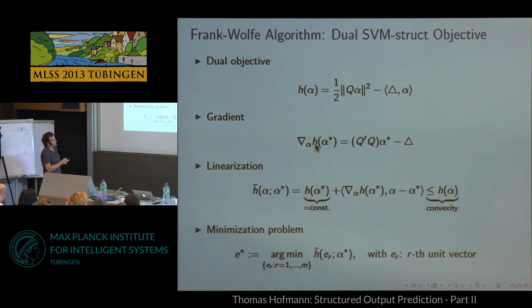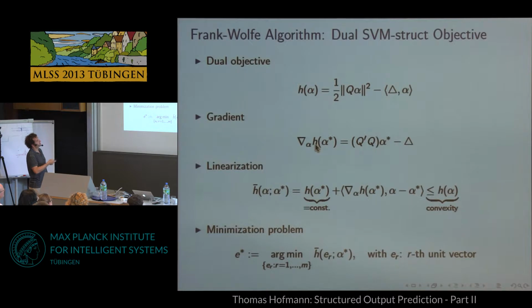So we will now actually apply this, or let's try to apply this to the dual version of our SVM struct problem. But maybe you have another quadratic program. You can also try to apply it to that, because you know this QP is fairly generic. So this is the dual version that we derived yesterday. There's basically the quadratic part here, the linear part that depends on this loss function between the correct output and the incorrect output.